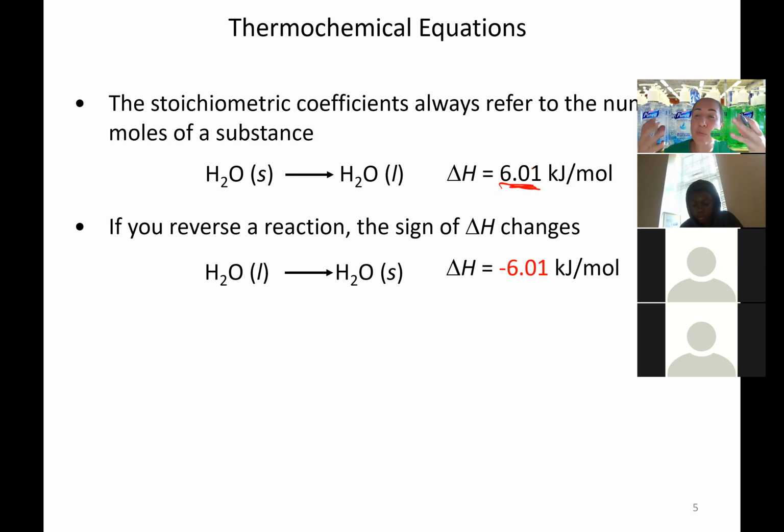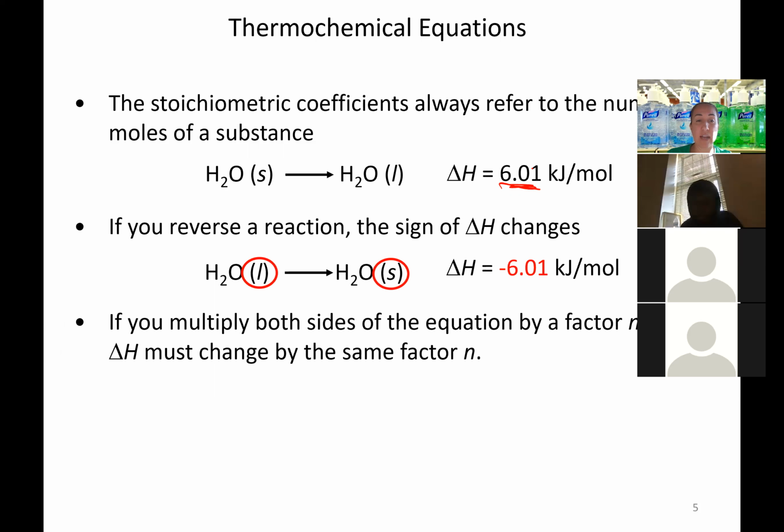There is no such thing as negative energy, negative heat, right? That's what it's saying. It's saying that the heat flow was negative. That doesn't make sense. That doesn't exist. But it tells us which direction it's going, which is important for us, okay? So if you ever flip a reaction, which we will be doing, then you must remember to flip the sign of that number.